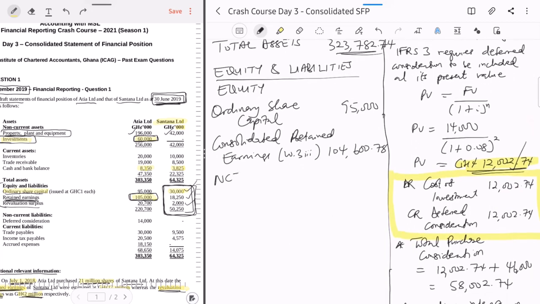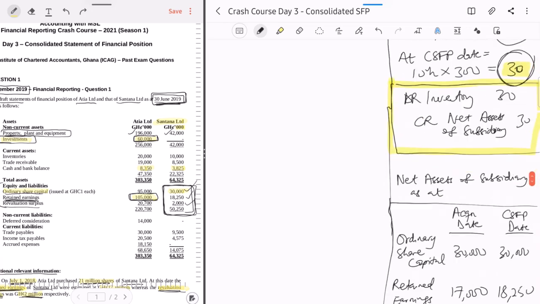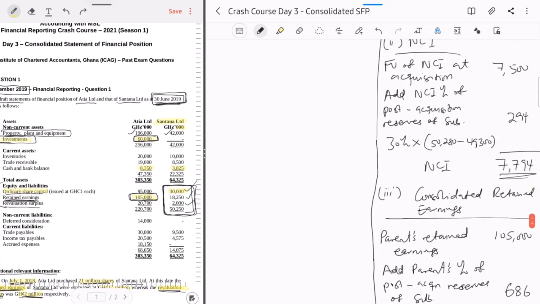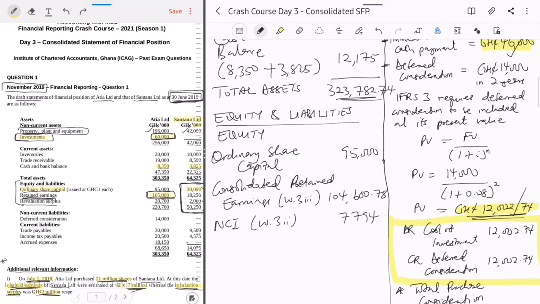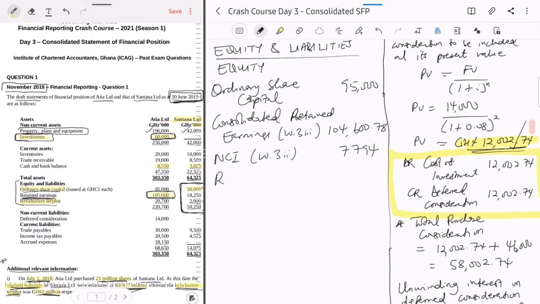Next thing you need to bring here is your NCI, which I think was working 3II. What did we get for NCI? Let's go pick that figure up. We got 7,794, right here. So we come back and write 7,794. All right, but we are not done. If you watch the question, they also had a revaluation surplus, and it was for the parent. Once again, you don't consolidate parent equity. You don't add parent and sub, you use what the parent has in the question. So you bring here the revaluation surplus, which the question said is 20,700.